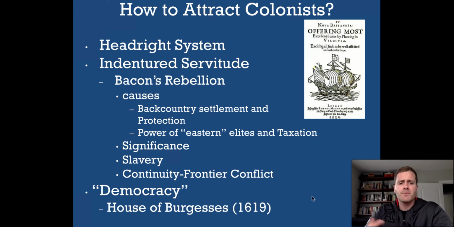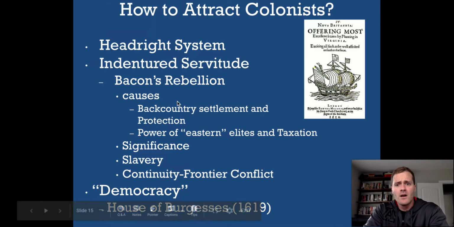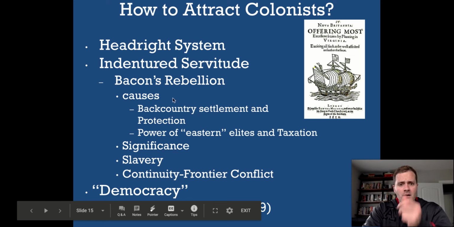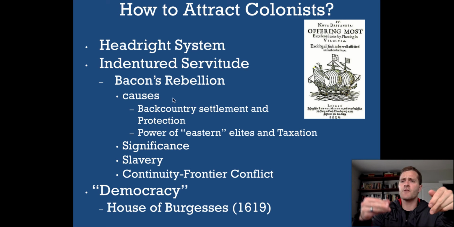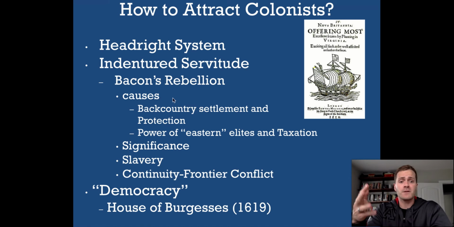So Bacon's Rebellion is important because it just speeds that process. It demonstrates that the indentured servant system might be creating more trouble than it's worth, and therefore it will be a better idea to rely on the permanent labor system of African slaves. So those are all different ways that were attempted to be used by the Chesapeake colonies to attract colonists. The headright system offers land. That's attractive. Indentured servitude and slavery offer labor. That's attractive. What's also attractive is the idea of self-rule.